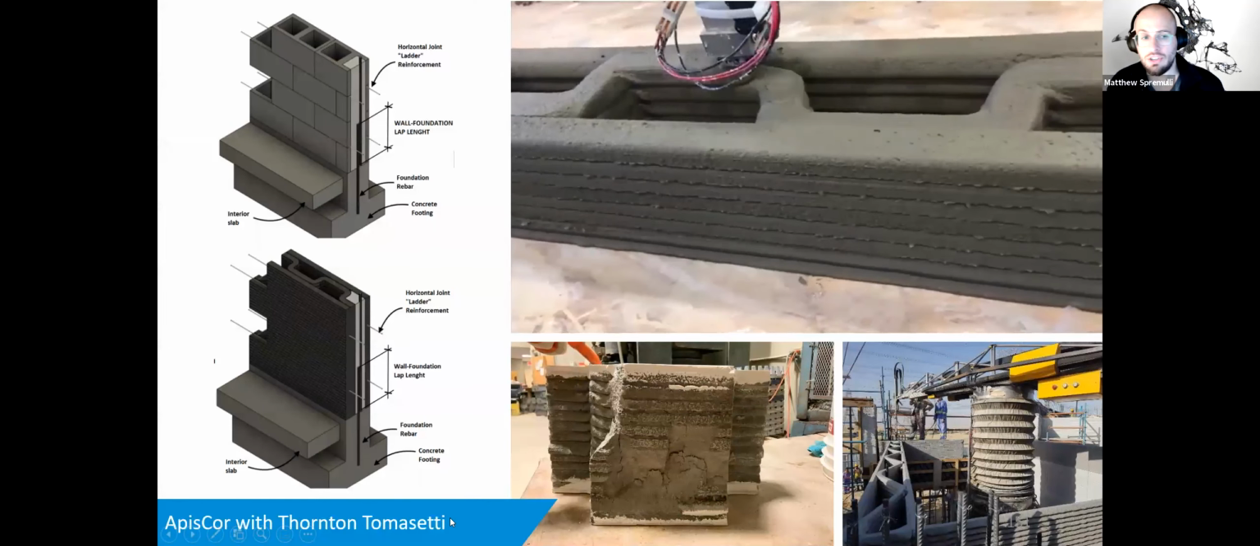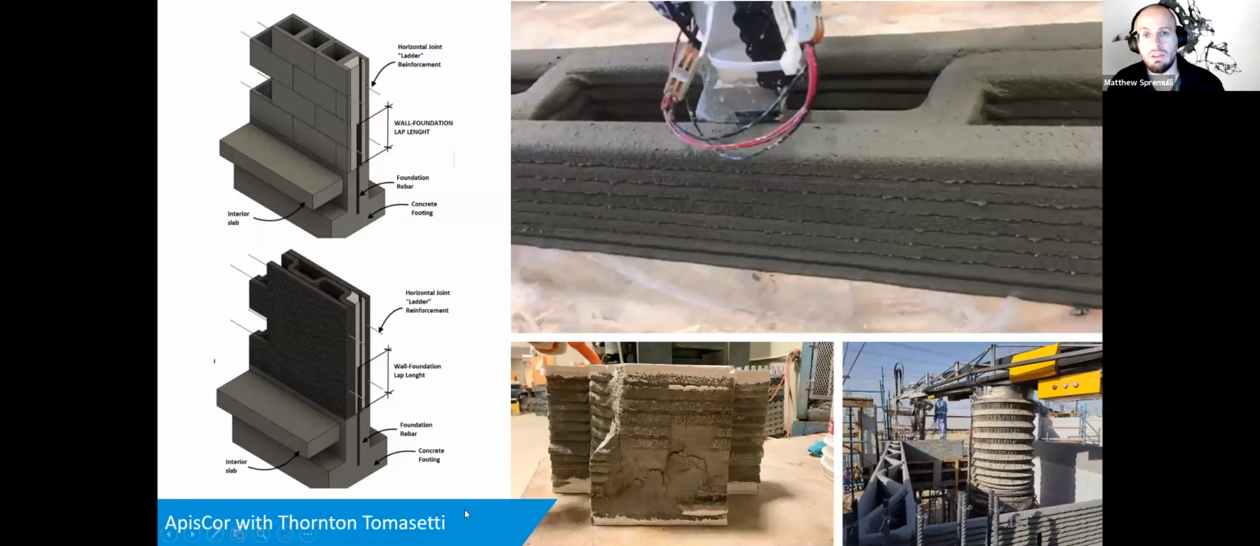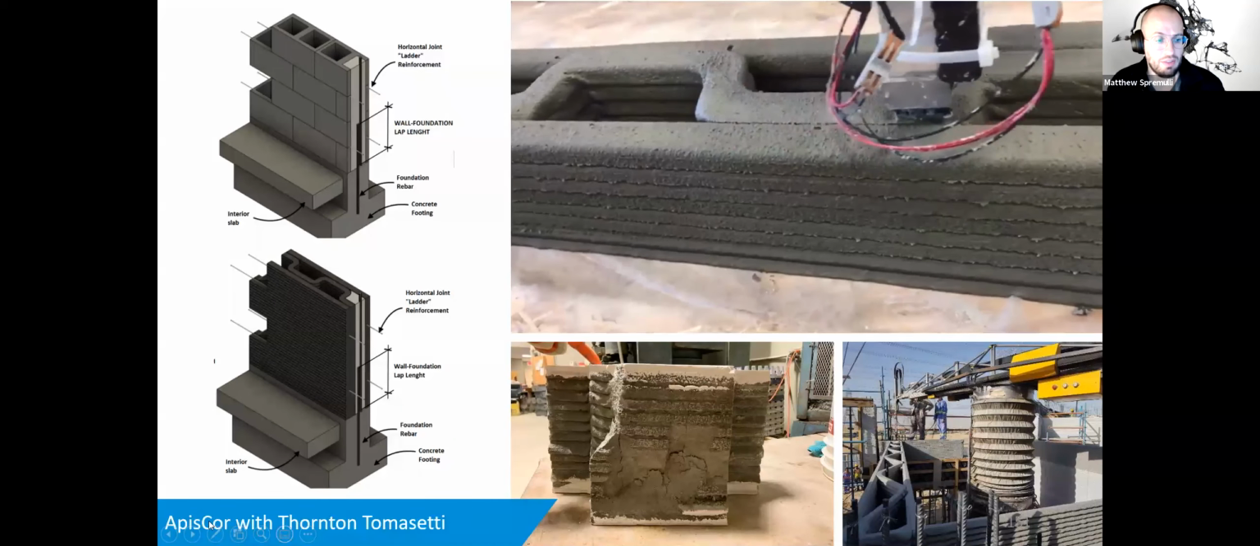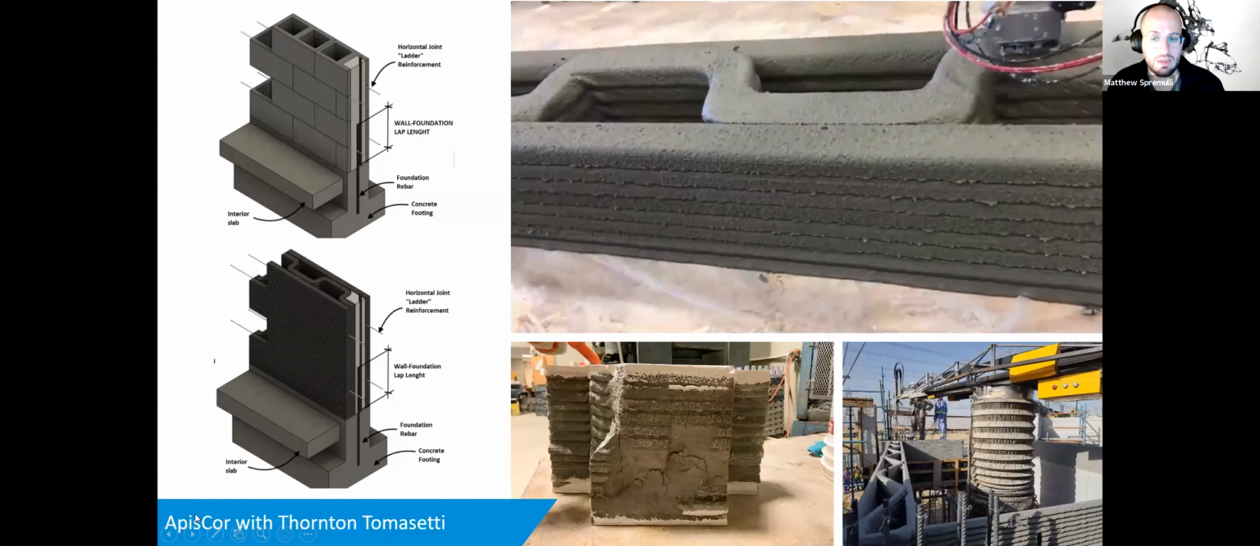So here's an example of Thornton Tomasetti. They are a big engineering office in US, and they're working with a startup company out of Russia to make this 3D printer of concrete. And it's great that they have a 3D printer of concrete, but what's really important is to be able to get certification and engineering standards for these concrete walls.